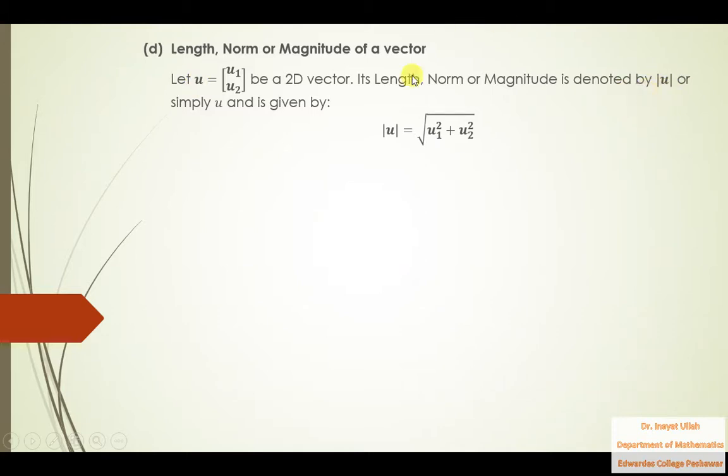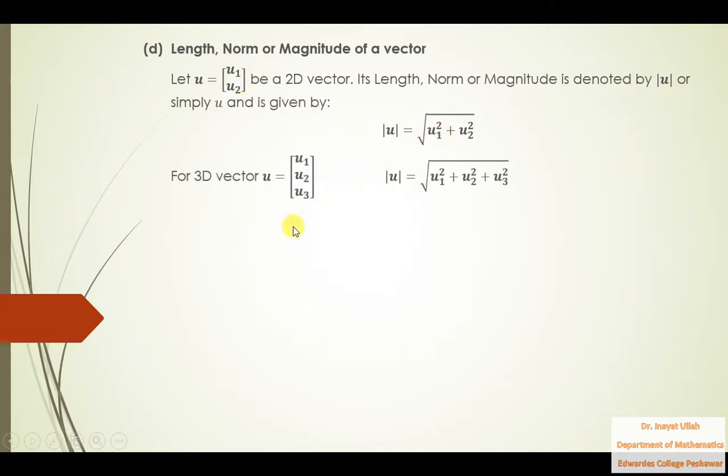So the magnitude of this vector u will be obtained by the square root of the sum of the squares of the components. The square root of the sum of the squares of those components is the length of a vector. That is the square root of u1 square plus u2 square.